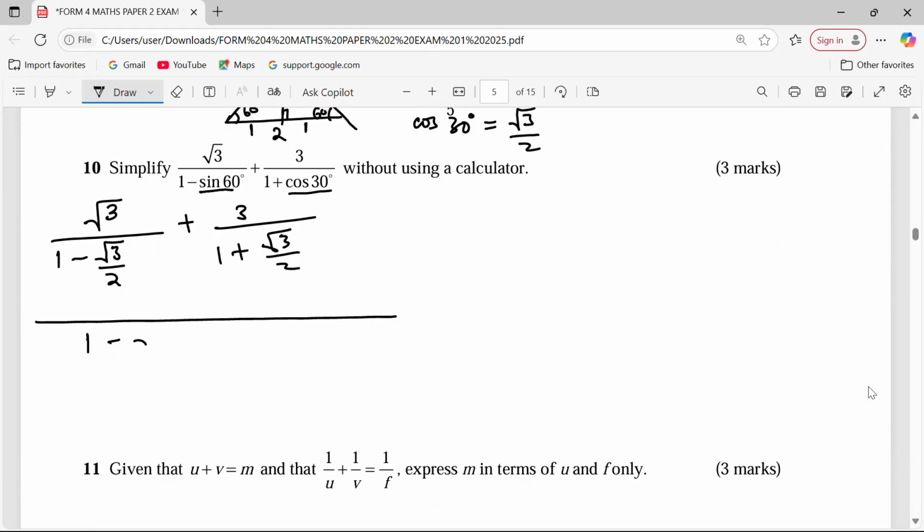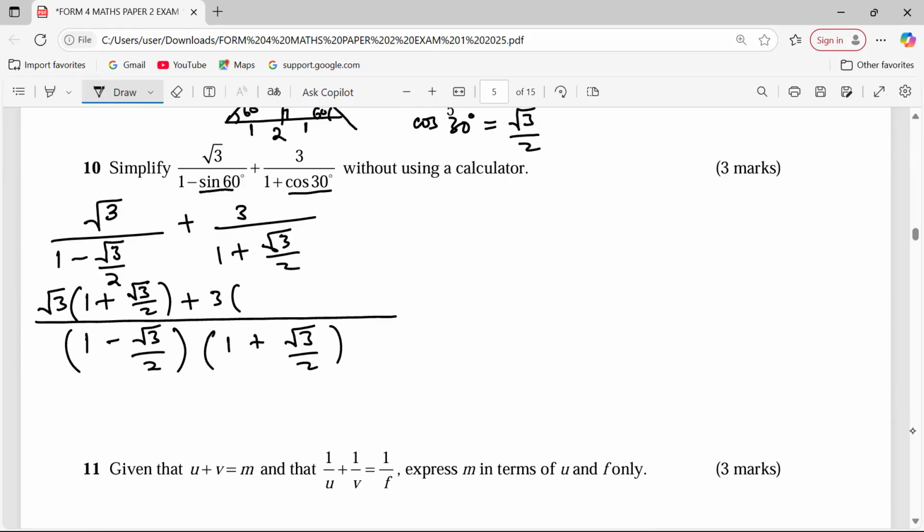1 minus, that is now the LCM. With this, we can divide the LCM by the first denominator. So the LCM divided by the first denominator, we shall remain with 1 plus root of 3 over 2. So when we multiply by the numerator there, there's a 3 here. The LCM again divided by the second denominator, we shall have 1 minus the root of 3 over 2.